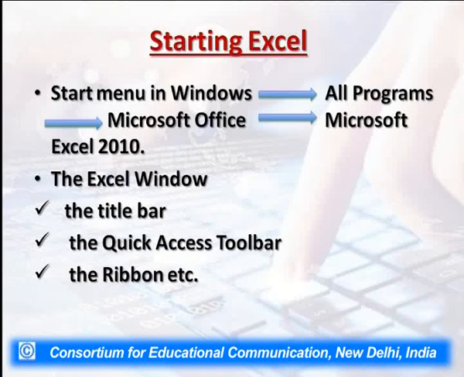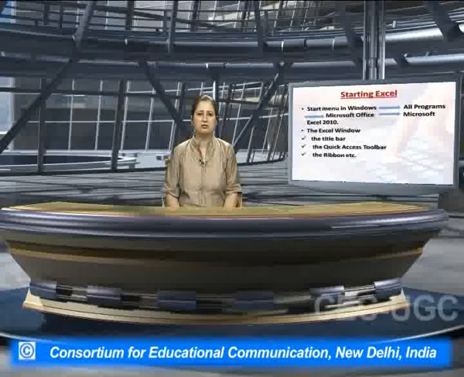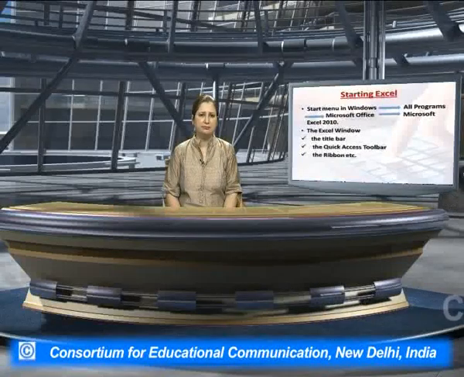When you open the Excel window, it has all these bars. You have the title bar, you have the quick access toolbar, you have the ribbon, and then you have the main grid area where you actually see the rows and the columns.